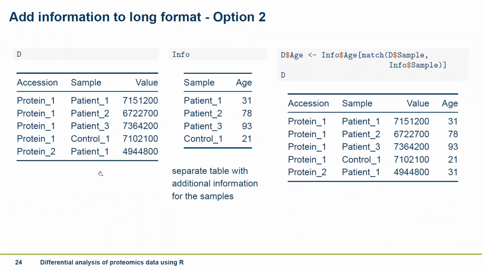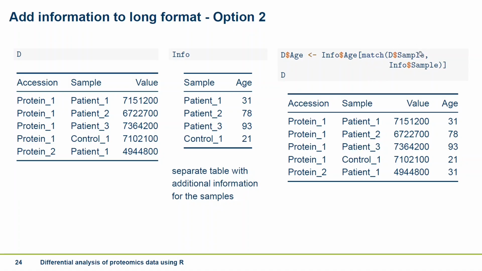The second option is if you have an additional data set. So for example, here you have again a long format data, protein accession, different samples and different protein intensities, and you have next to that a second data set where you have, for example, the age of the patient that you want to use in some plots, for example, to color code this. And what you can use then is the match function. This is from base R.